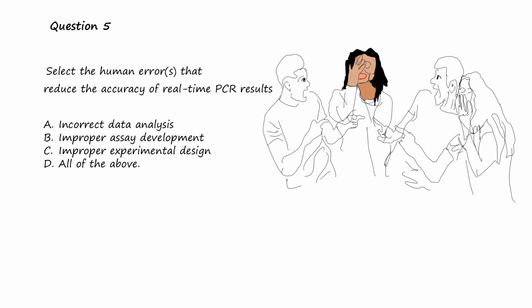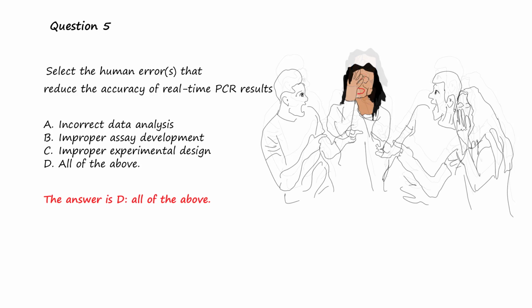Question 5. Select the human error or errors that reduce the accuracy of real-time PCR results. A, incorrect data analysis. B, improper assay development. C, improper experimental design. D, all of the above. The answer is D, all of the above.